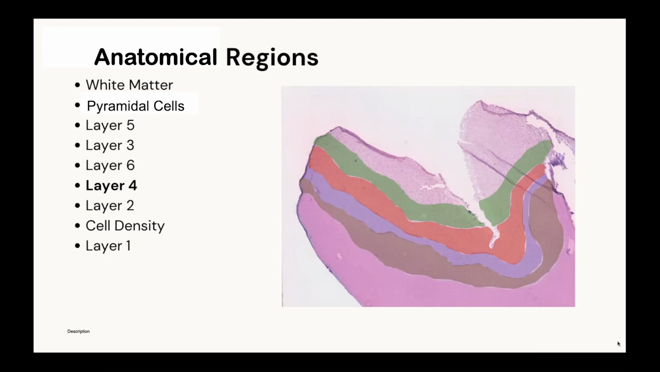Layer 2 and layer 1 can then be deduced to be the area furthest from the pink matter and can be differentiated by cell density, with layer 2 being more dense than layer 1. And this is our final annotation of a BA46 tissue sample.